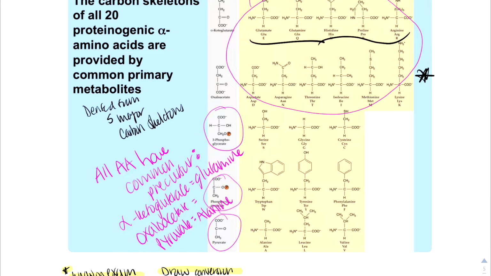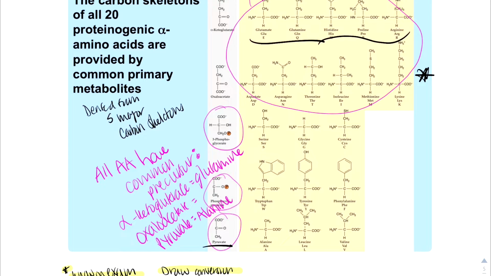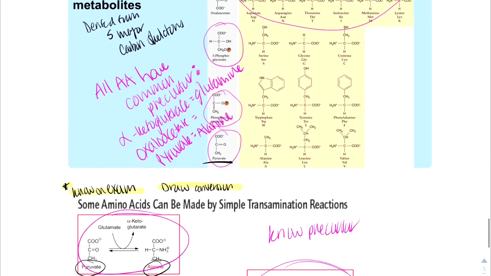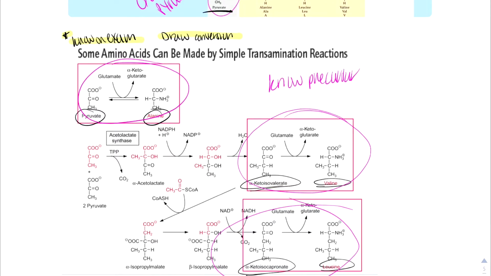Also, right, you have pyruvate. This was like the first midterm, right? So alanine can make pyruvate because there are similar structures, so just know that. Also, we have how some amino acids can be made by simple transamination reactions.